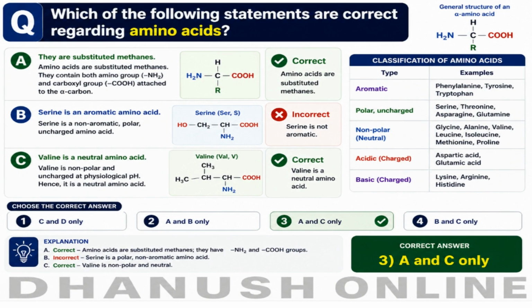Which statements are correct regarding amino acids? Statements A and C are correct. Amino acids are substituted methanes. Valine is a neutral amino acid. Serine is polar and uncharged, not aromatic.